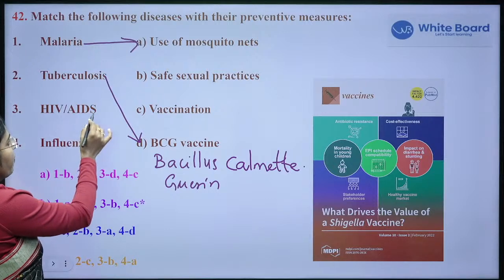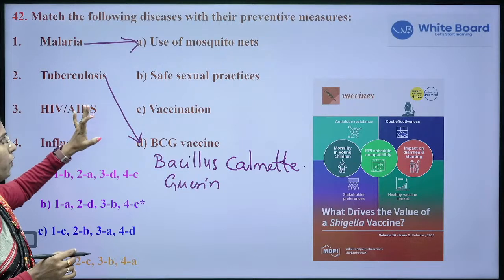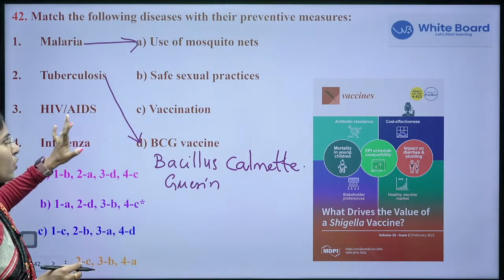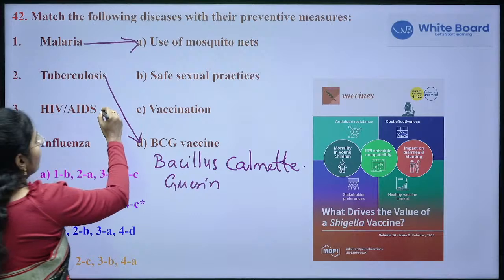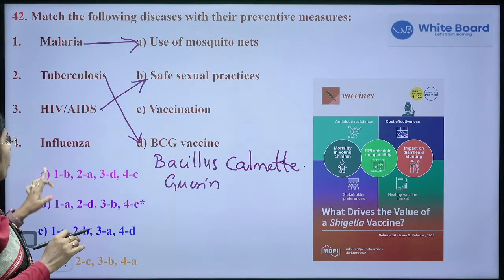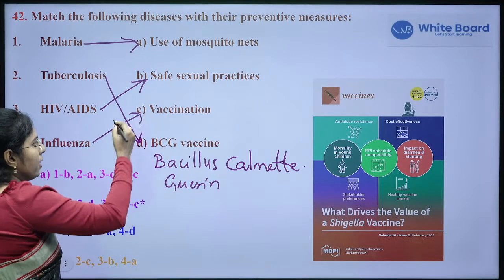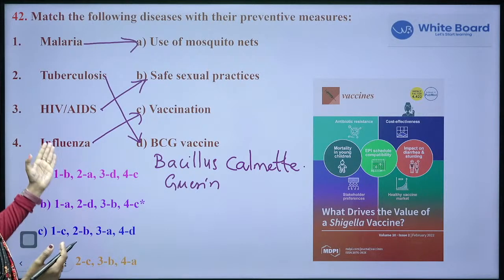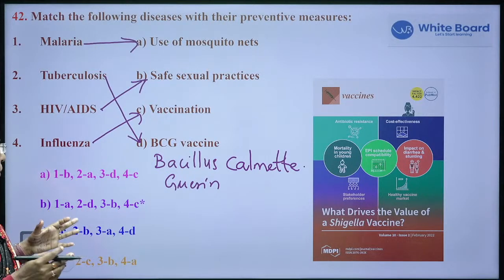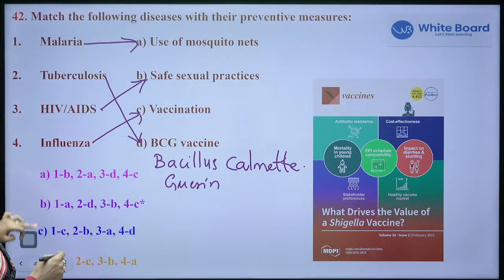Next, HIV or AIDS: human immunodeficiency virus or acquired immunodeficiency syndrome. This is a sexually transmitted disease, so safe sexual practices ought to be followed as a preventive measure. Next, influenza. Influenza is also prevented by vaccination. Nowadays the government is giving the influenza vaccine also. So coming to the correct option, 1A. Option B is the correct answer for this one.